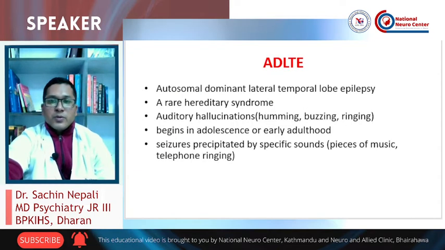There is another type of temporal lobe epilepsy known as ADLTE, autosomal dominant lateral temporal lobe epilepsy. This is a rare hereditary syndrome. Auditory hallucinations like humming, buzzing, and ringing are common in this type. It begins in adolescence or early adulthood, and seizures may be precipitated by specific sounds like pieces of music or telephone ringing.